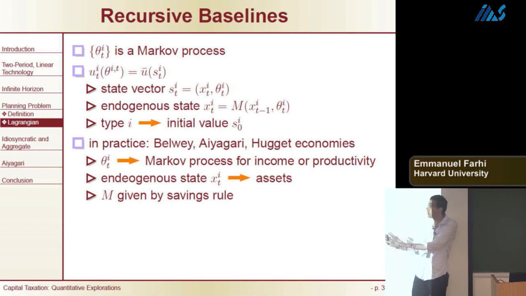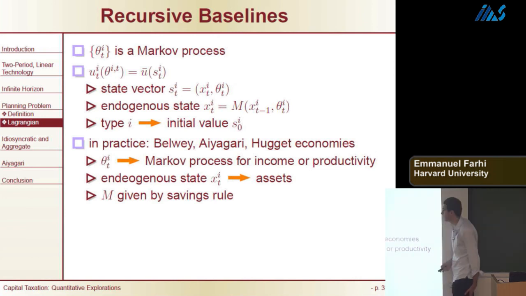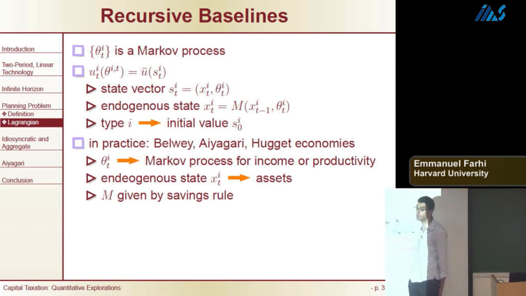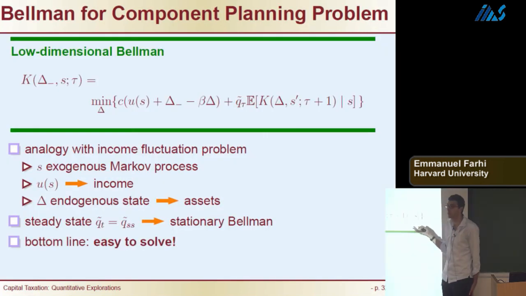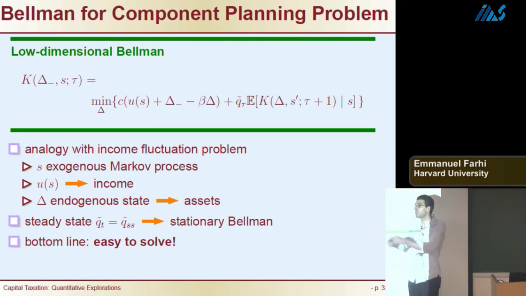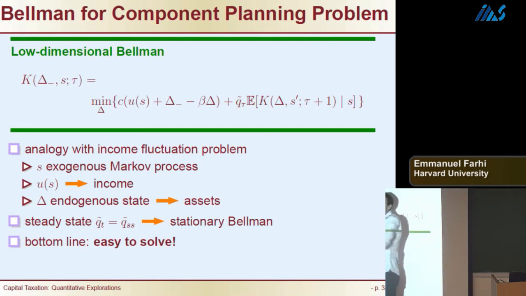That's our baseline allocation. The bottom line is that we can describe it like this, and there's going to be some law of motion for what we call the endogenous state. So savings, this is just the policy function for savings. So we're going to be imagining that we have something that we call the recursive baseline like this. And you're going to see how it leads to a low-dimensional Bellman equation for the component planning problem. And there we're going to see the feature that Ilya anticipated, which is that this Bellman equation is going to look very much like a savings problem, but where the savings is in terms of utility and not in terms of consumption. And actually, utility is exactly like the income shock in an income fluctuation problem. And the savings in terms of utility is like the savings in an income fluctuation problem. So this is a very simple Bellman equation.